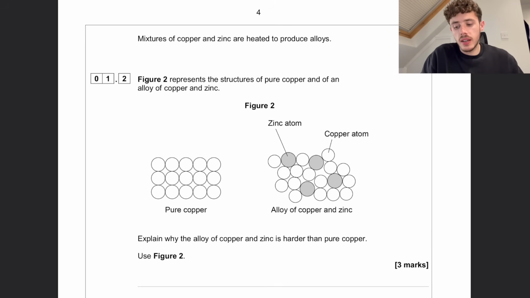Mixtures of copper and zinc are heated to produce alloys. Figure 2 represents the structures of pure copper and of an alloy of copper and zinc. So as you can see, pure copper is very uniform and all the atoms are the same size and shape, whereas having the zinc in there makes the structure a bit more irregular because the zinc atoms are different sizes and different shapes. So explain why the alloy of copper and zinc is harder than pure copper.